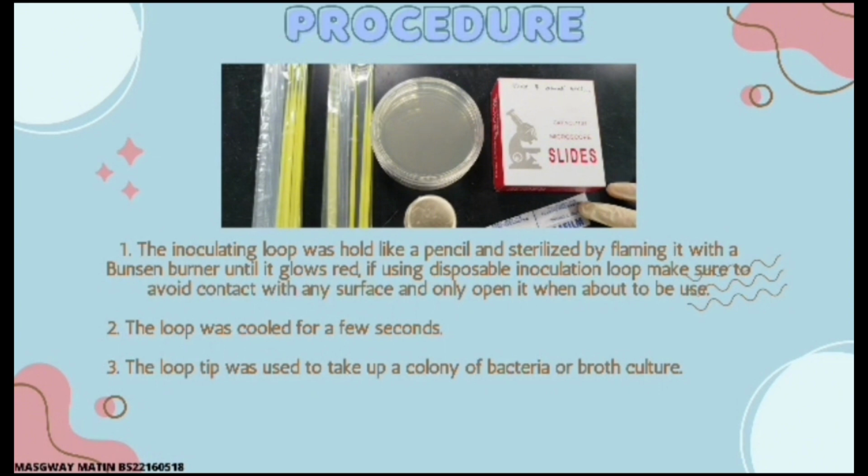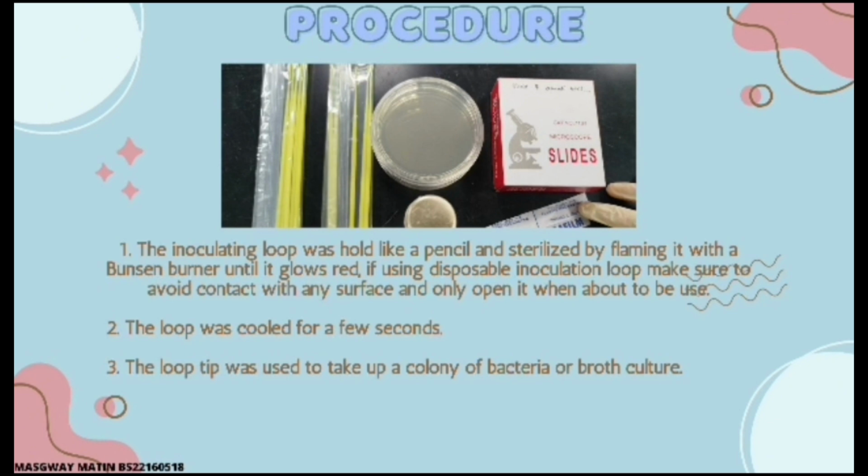After all the materials are prepared, the inoculating loop was held like a pencil and sterilized by flaming it with a Bunsen burner until it glows red. If using a disposable inoculating loop, however, make sure to avoid contact with any surface and only open it when about to be used. Second step, the loop was cooled for a few seconds.